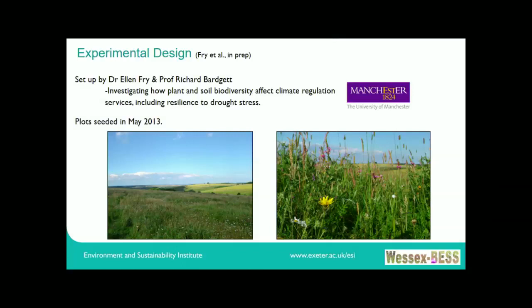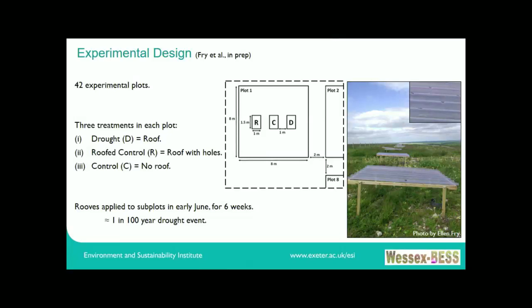They seeded this site back in 2013, at which point it had been previously used for agriculture and was essentially bare earth, and very quickly developed into this really diverse plant community. And you can see by now we've got, well, here's just a subsample of the kind of diversity of wildflowers that we see there. And then what they did was to create these 42 experimental plots across this site. So we've got kind of 8-meter-squared plots, and then within each of these plots, we've got three subplots, which are the three treatments.